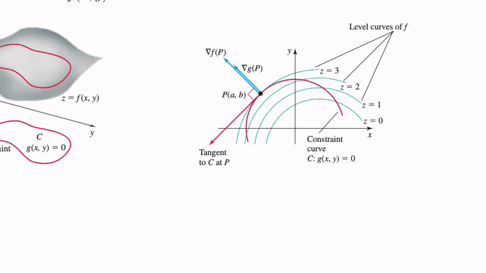So these properties characterize the point P at which f has a local extremum, or local maximum, or local minimum on the constraint curve. They are the basis of the method of Lagrange multipliers that we now formalize.